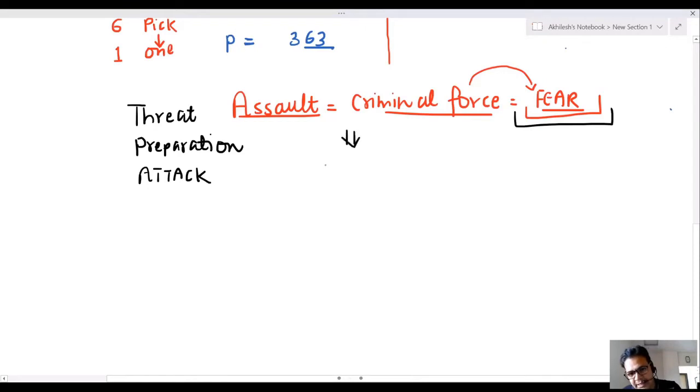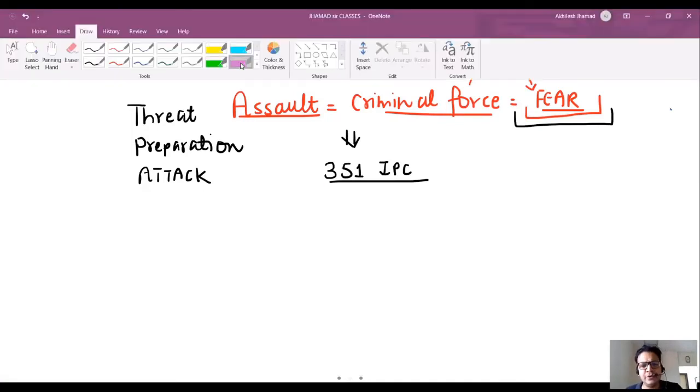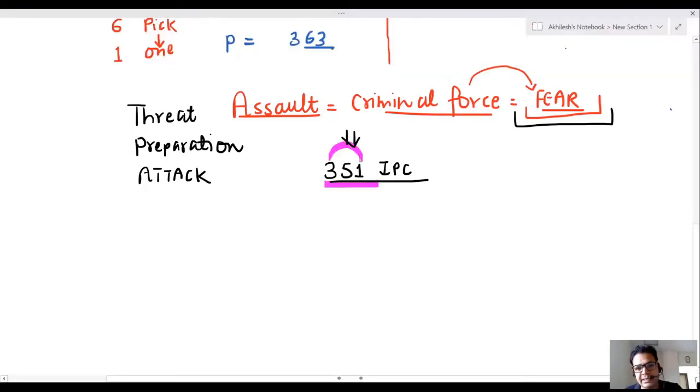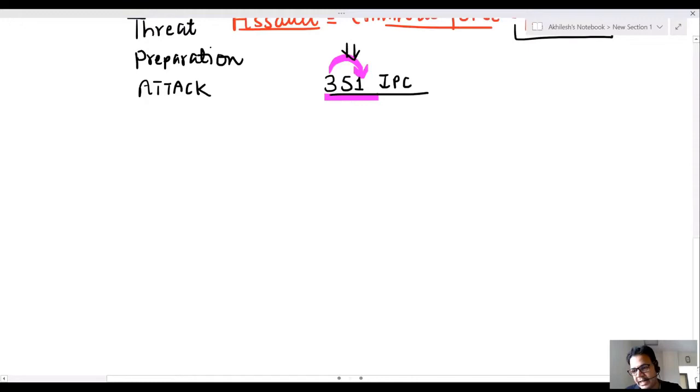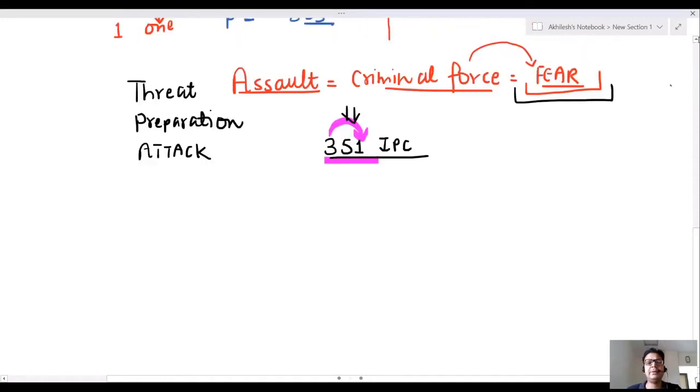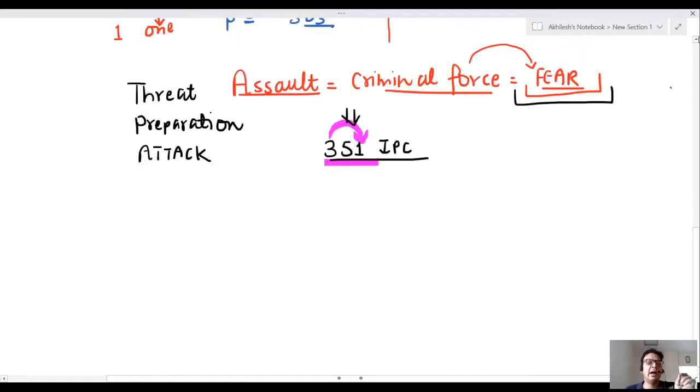Now, what is the IPC for assault? IPC for assault is 351. There is a Hindi trick for you. आपने 3-5 करके एक आदमी को डरा दिया. The person who knows Hindi can easily remember. 351 is assault. That's a very simple trick.